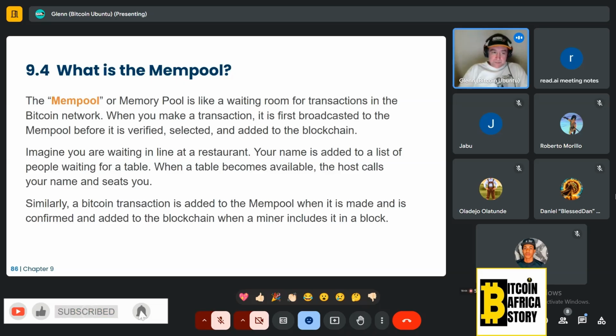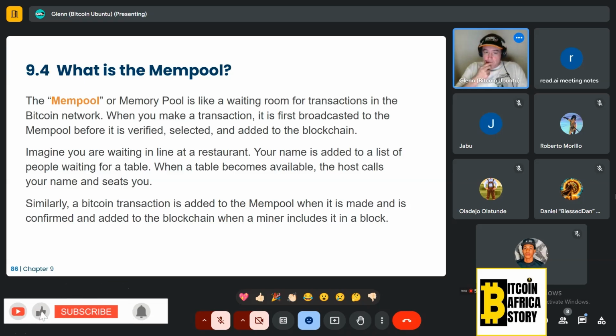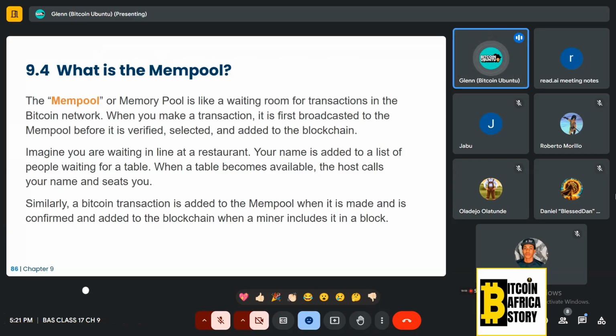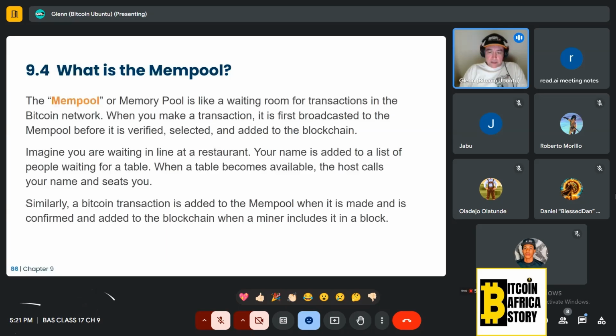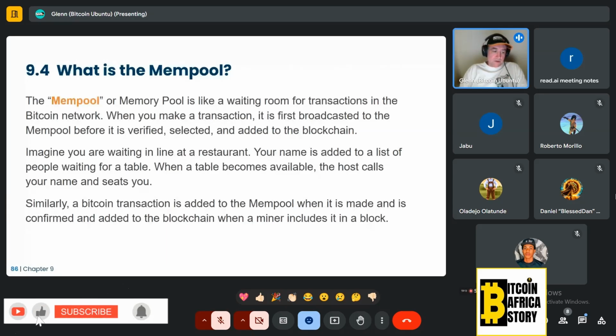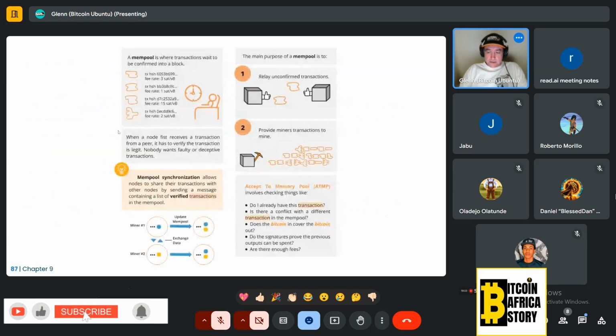Okay, the mempool, what is it? The mempool or memory pool is like a waiting room for transactions in the Bitcoin network. When you make a transaction, it is first broadcast to the mempool before it is verified, selected, and added to the blockchain. Imagine you are waiting in a line at a restaurant. Your name is added to a list of people waiting for a table. When a table becomes available, the host calls your name and seats you. Similarly, a Bitcoin transaction is added to the mempool when it is made and is confirmed and added to the blockchain when a miner includes it in a block.